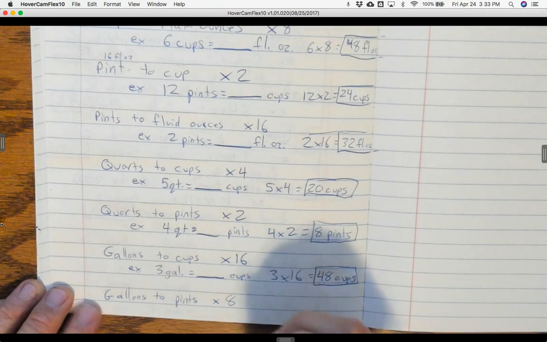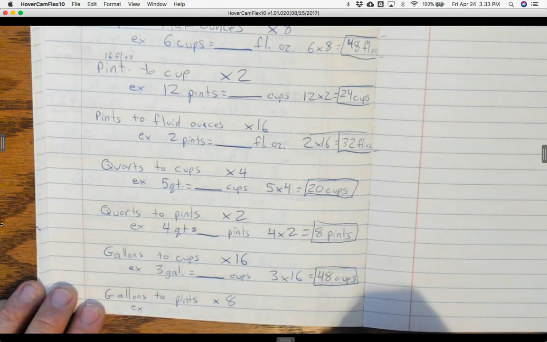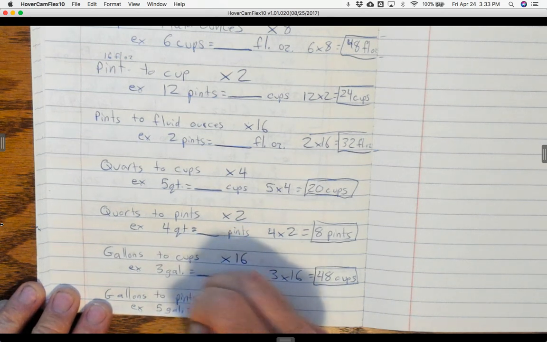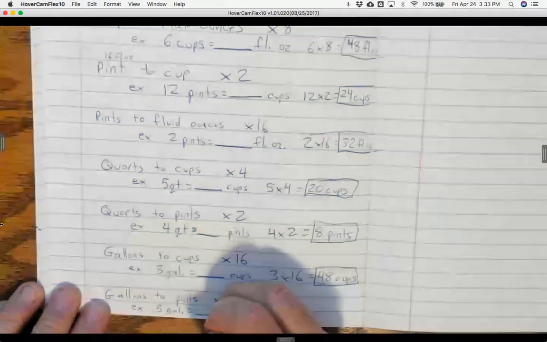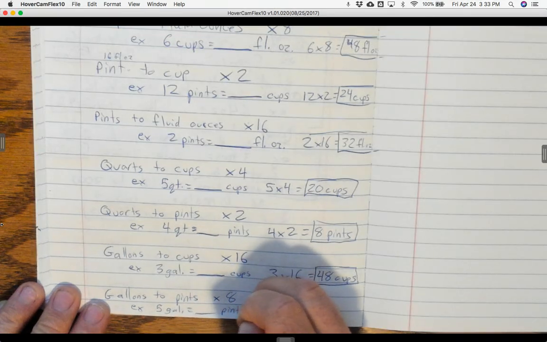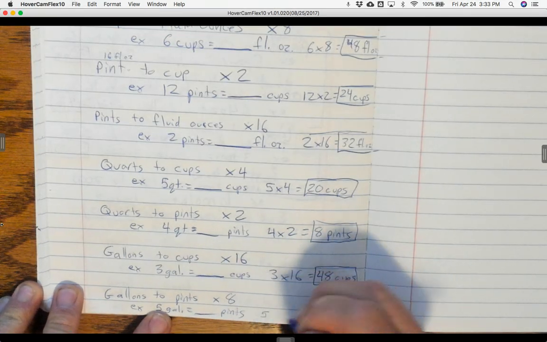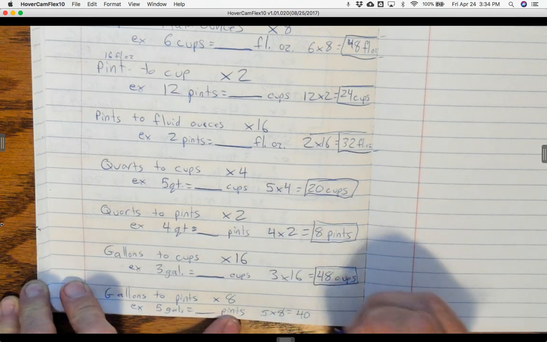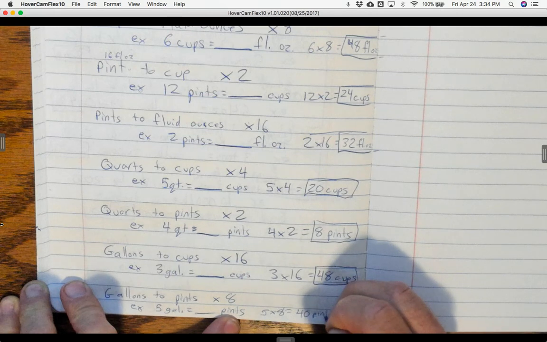Times 8. For example, if we had 5 gallons of something and we want to convert that to pints, remember they give us 5. Formula times 8. 5 times 8 is 40. Our end unit is pints.